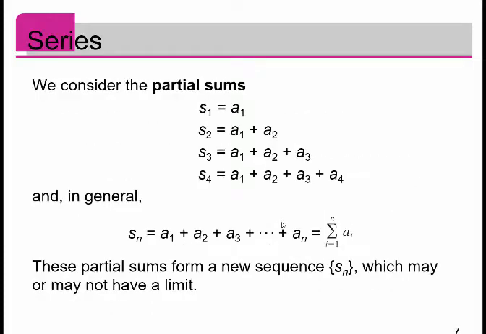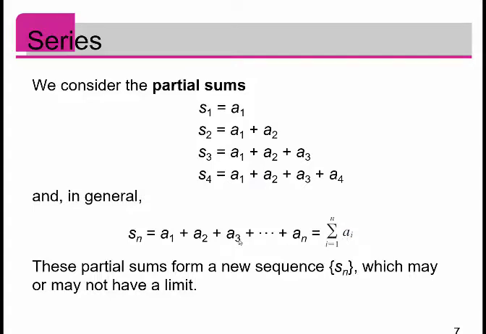All right, so what we do is we always consider these partial sums. We denote partial sums as S1, which means just the sum of the first term. S2 means the sum of the first 2 terms, S3, and so on. S4 is the sum of the first 4 terms. So in general, S sub n is the sum of the first n terms, and we write this as the sum from i equals 1 to n of a sub i.